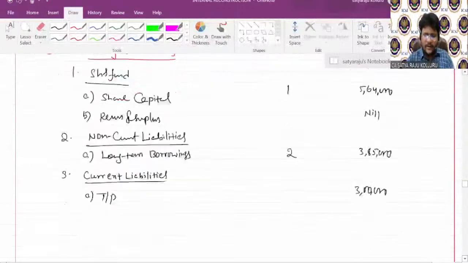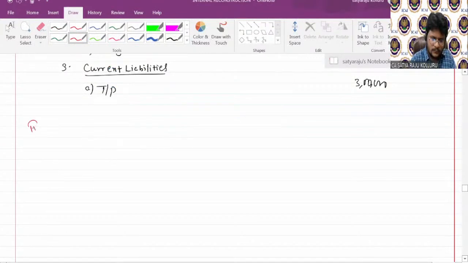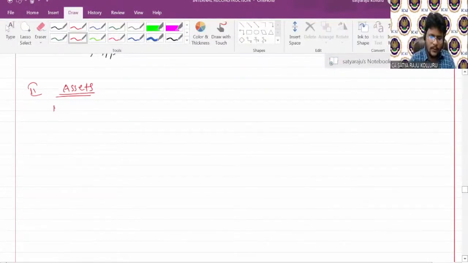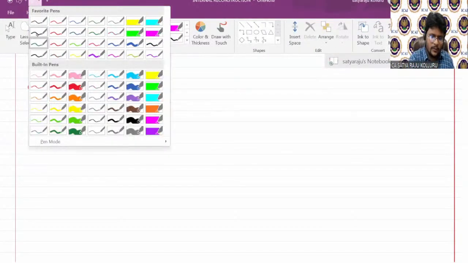You can start with assets, guys. So we can start with assets. Under assets, we put non-current assets. Tell me, under non-current assets, A, property, plant and equipment. Concentrate. So from here, I need to start with property, plant and equipment.